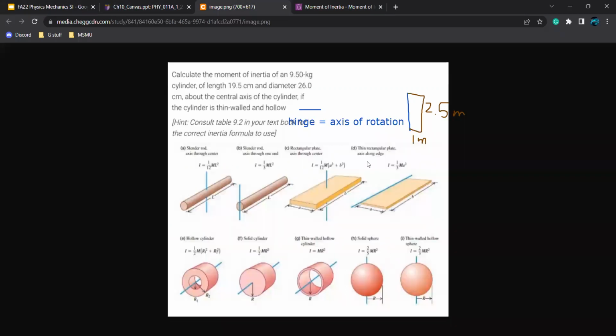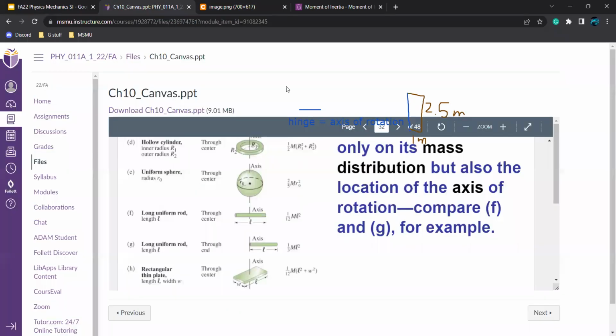But if you look it up, this wood plank is also the 1/3, the same as the slender rod, because you're not focusing on how long it is in terms of how far along the axis it travels. You just focus on how far the end is from the axis of rotation. So we're going to use the 1/3 MA squared.